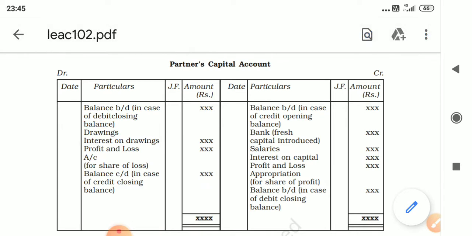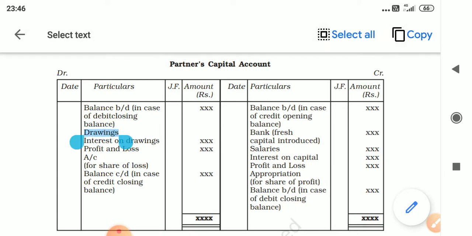In my last video, I told drawings and capital balance will not appear in profit and loss appropriation account. But drawings and capital balance and additionally introduced capital will appear in capital accounts of the partners. So the drawings account is appearing. Next, it is interest on drawings. Interest on drawings will also appear on the debit side.